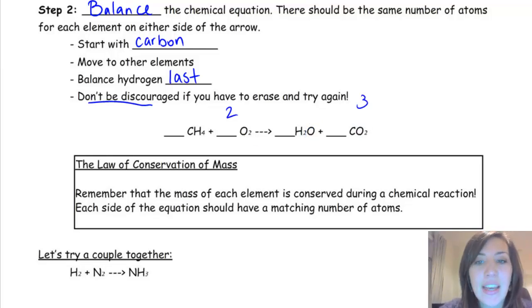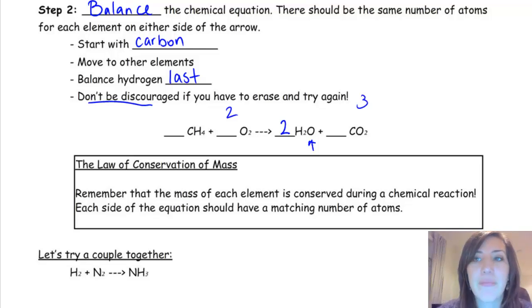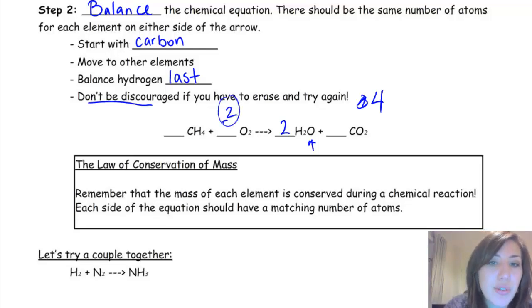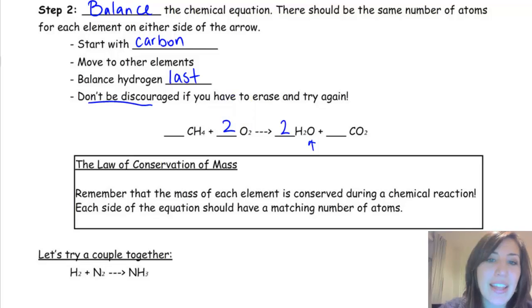Well, we can stick some coefficients on the lines I've provided for you. The first thing you notice is that this oxygen is all by himself. So we have an odd number on the right side and an even number on the left side. Let's even this guy out by putting a 2 there. Now we have 4 on the left. Now we only have 2 on the right, so let's put a 2 here as well. And now we have 4 on both sides. Way to go. Let's erase that there.